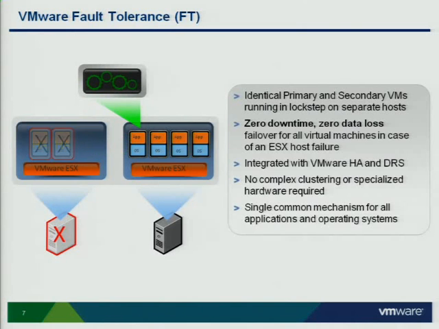So the FT VM was restarted, sorry, it's not restarted. Secondary immediately took over when the primary failed, and the other VMs running on the failed host were automatically restarted by VMware High Availability.